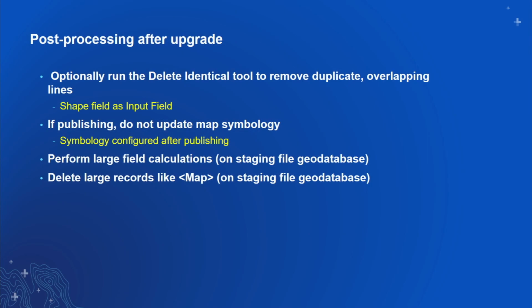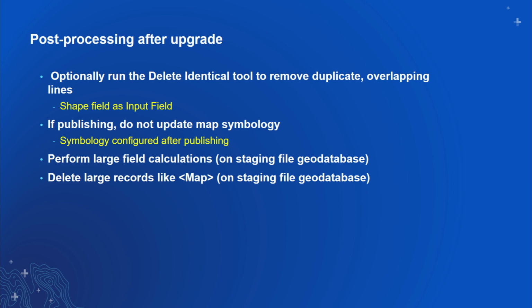Thanks, Amir. So just a few notes on this post-processing. Run the Delete Identical tool to remove overlaps. This is optional for you. Run it and see if it works for you. We recommend the shape field as the input field. So if it finds matching coincident shapes, it's going to delete one of them. So it's something you can fiddle around with, something you can try and see if it removes a lot of your duplicate lines.